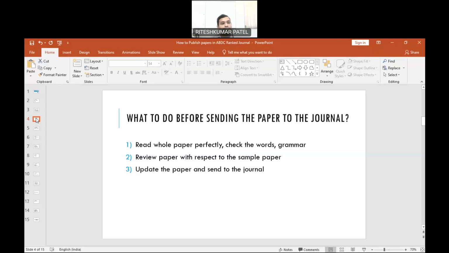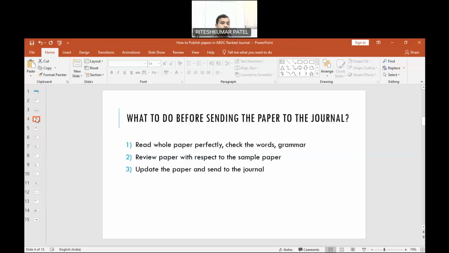You read the paper properly word to word, you check each and every word that you have used, and especially have clarity on the grammar. Many times papers have grammatical errors. However, papers are not rejected exclusively for grammatical errors. In that case, if the editor and the reviewer feel that the paper has potential, they may ask you to go for editing through a professional editor. Through that editing, they can accept the paper. Otherwise, they are not going to.